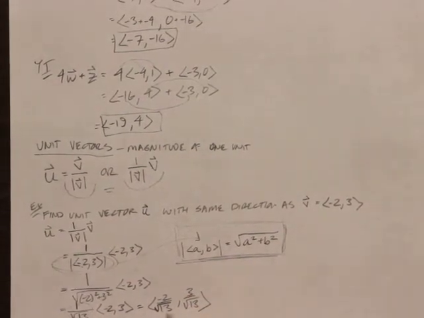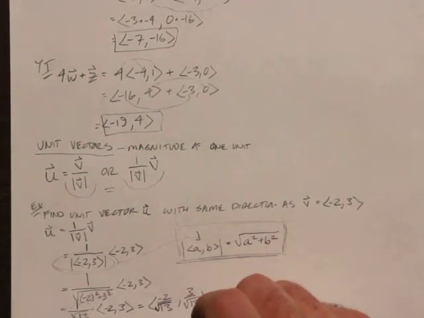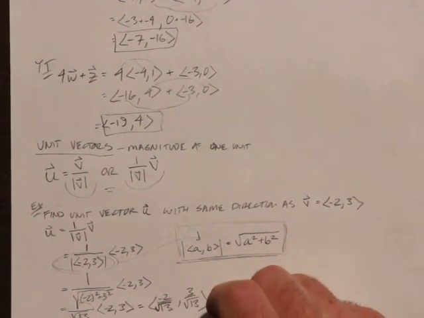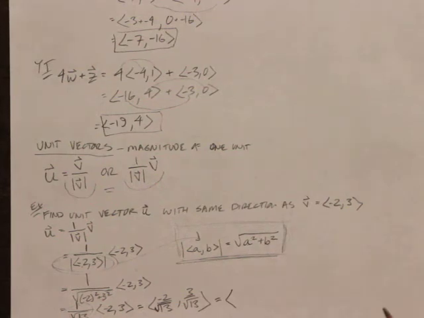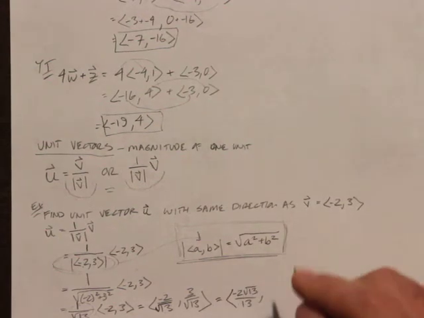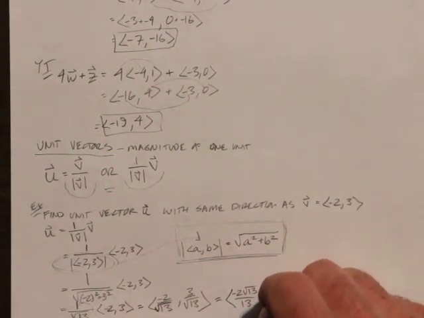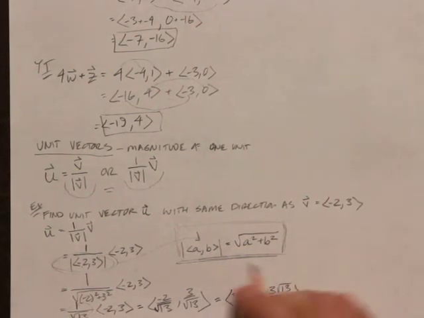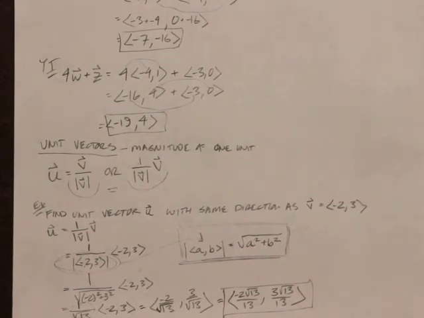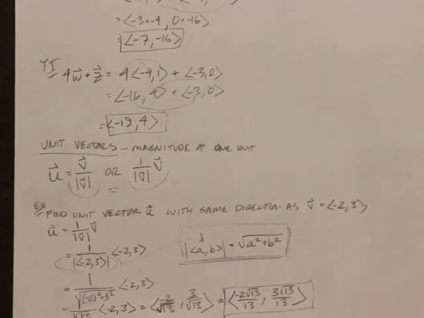Now we have a problem. We don't want the radical in the denominator, so let's rationalize. We multiply each of these by the square root of 13 over the square root of 13, and we get our new vector, which is negative 2 times the square root of 13 over 13, and 3 times the square root of 13 over 13. And that is how we find the unit vector. Boom. Let's do another example of this, and then we just have a little bit more. We're done with this section.